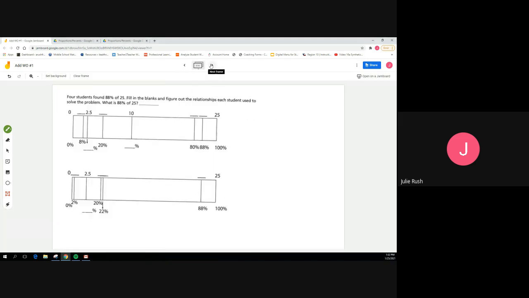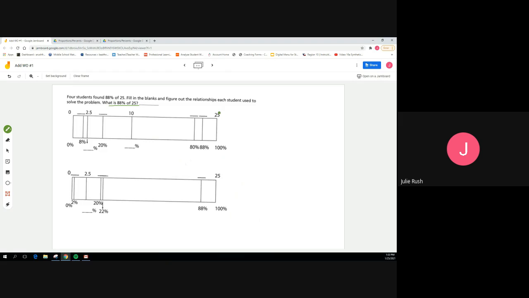Today's problem says 4 students found 88% of 25. Fill in the blanks and figure out the relationships each student used to solve the problem. What is 88% of 25? All right, well, let's look at the first student's work.